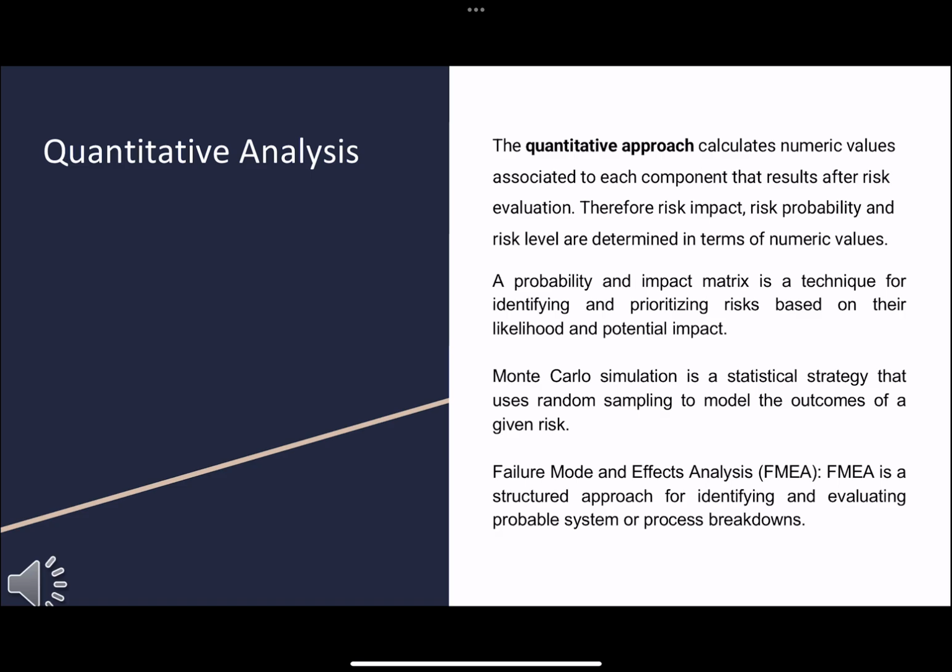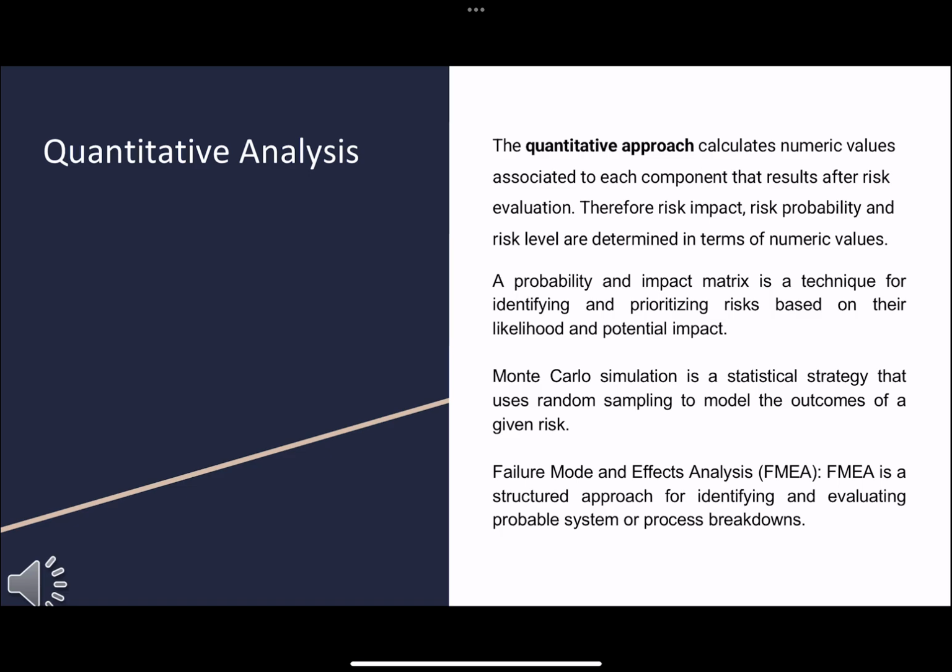So, among the three analysis options mentioned before, the first one is the quantitative analysis. The quantitative approach calculates numeric values associated to each component that results after risk evaluation. Therefore, risk impact, risk probability, and the risk level are determined in terms of numeric values. A probability and impact matrix is a technique for identifying and prioritizing risk based on their likelihood and potential impact. This can help determine which danger demands immediate action and which can be addressed later.